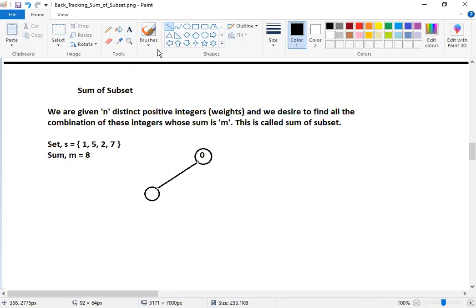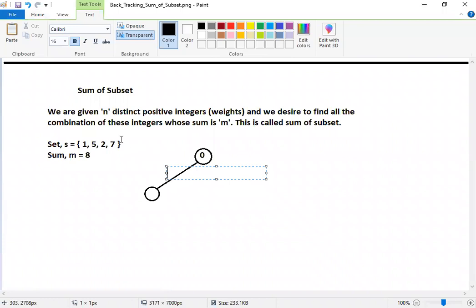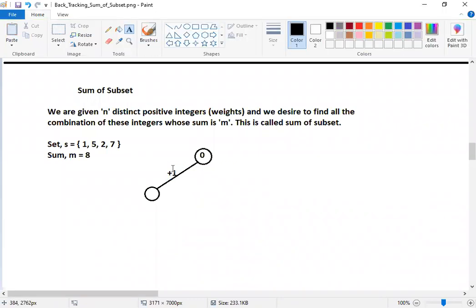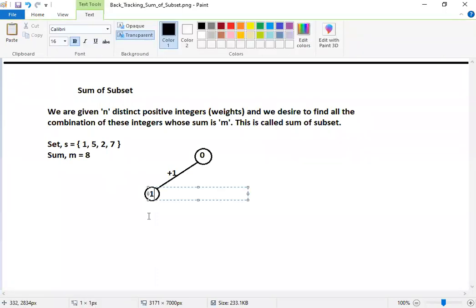When I say that I'm considering it, I will write the edge value as whatever the value of this particular integer is. The integer value is 1, and since I'm considering it, I will denote it as +1. +1 here indicates that I'm considering the first integer here. When I consider the first integer, then my sum is going to be what? The previous value is 0, and if I consider 1, then the sum is 0 plus 1, that I get as 1.